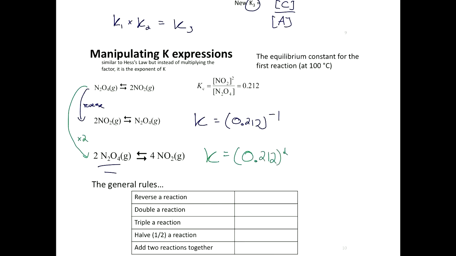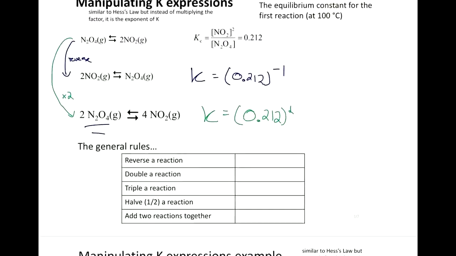All right, so here are the rules. I forgot to write this down. The general rules: if we reverse a reaction, you take the original rate constant to the -1 exponent. You double a reaction, K squared. Triple, K cubed, very good. Halve a reaction, what do you think? K to the 1/2, which is also the same as K to the square root of 2.